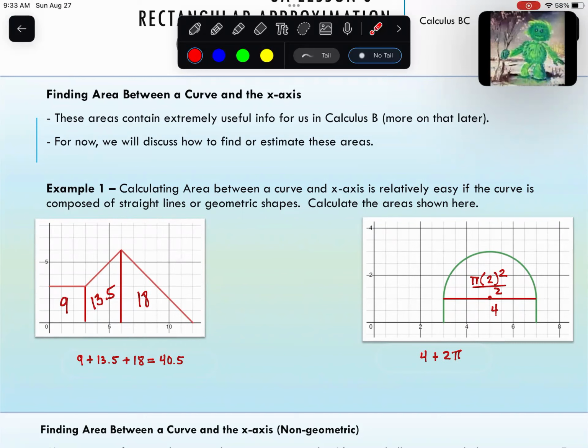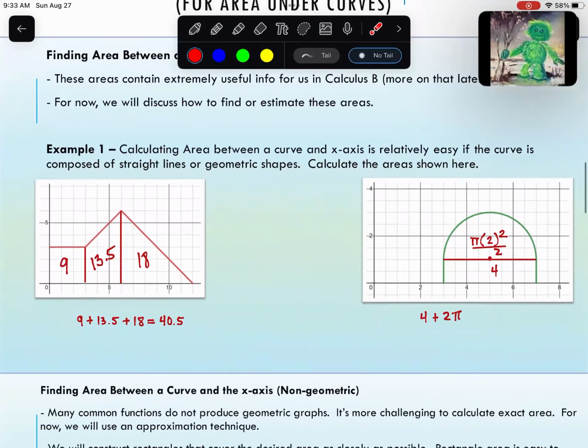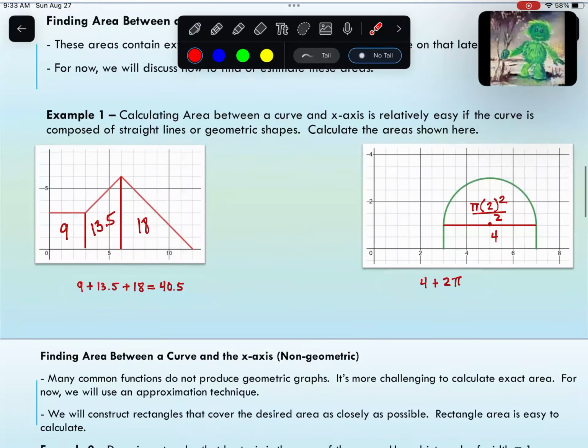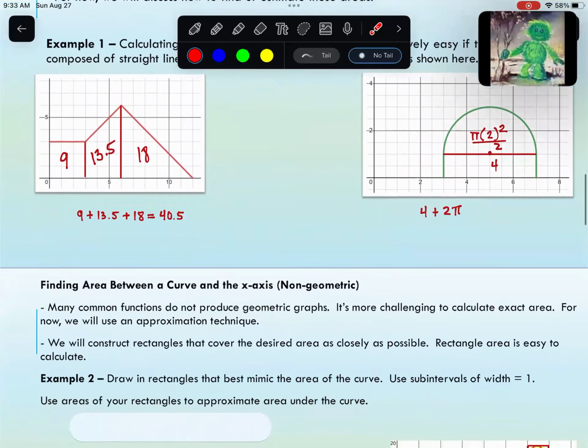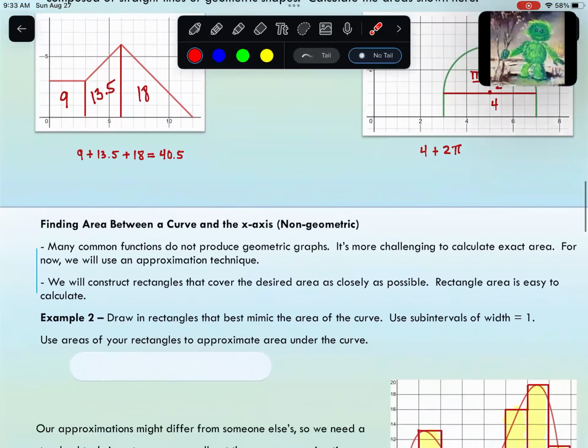So that's all well and good. Unfortunately, most of the functions we deal with don't create perfectly straight lines or nice pieces of a circle. So we have to start thinking about what to do if the area between a curve and the x-axis is not traditionally geometric. Okay.